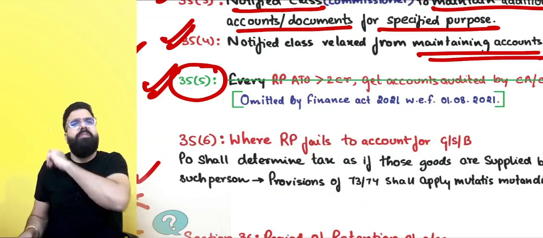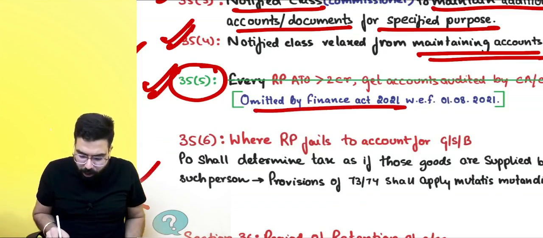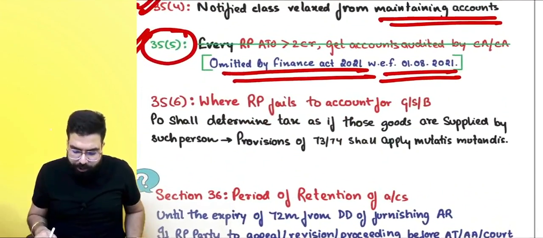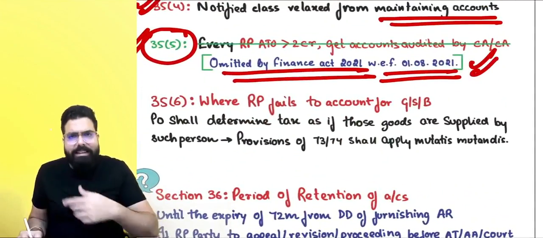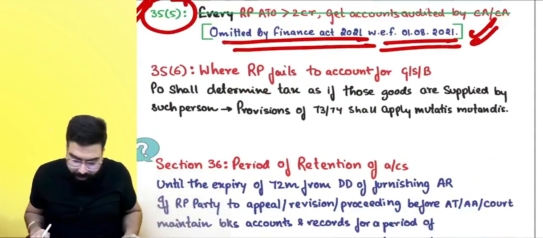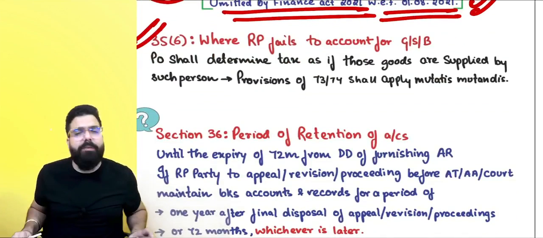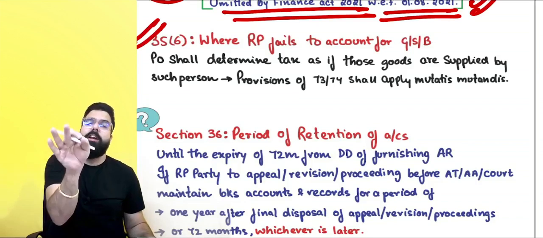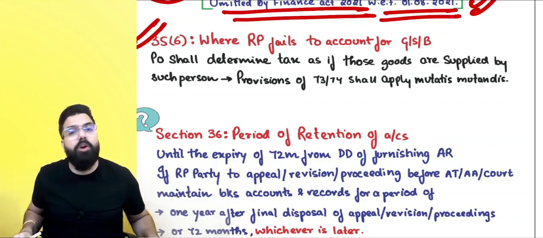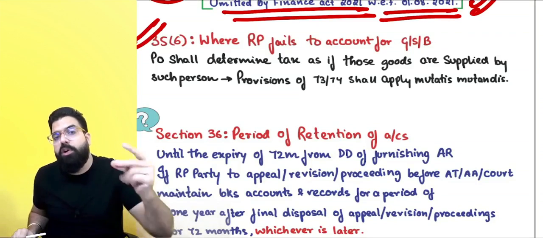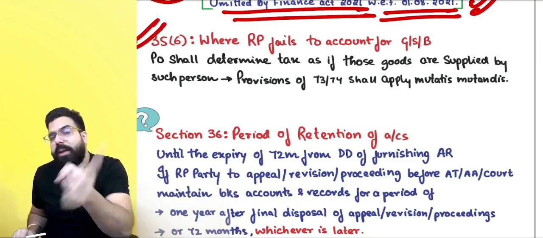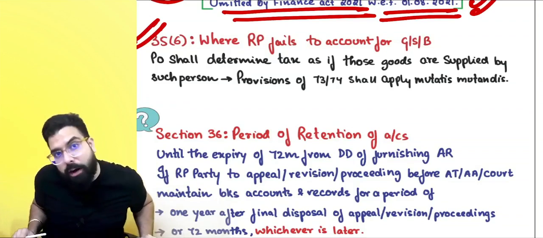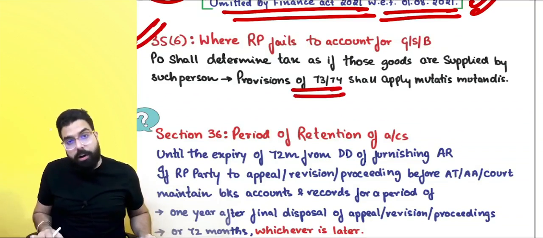Now 35(5) was omitted by the Finance Act 2021 with effect from 1st of August 2021, and this audit requirement was done away with. Okay, sir. Section 35(6) says that if you fail to maintain accounts relating to goods, services, or both, the proper officer shall determine the tax as if such goods are being supplied by you, and he will give you a demand order under section 73 or 74.